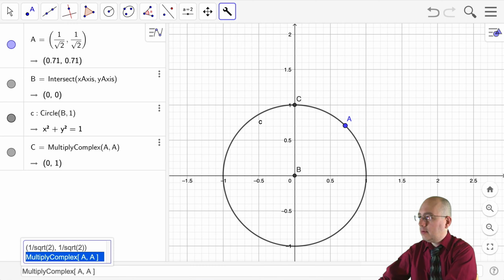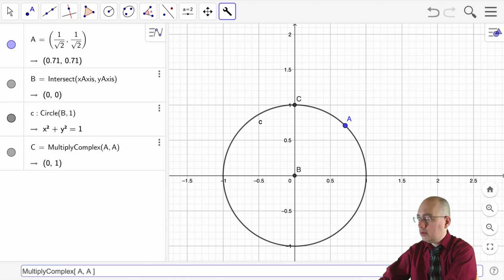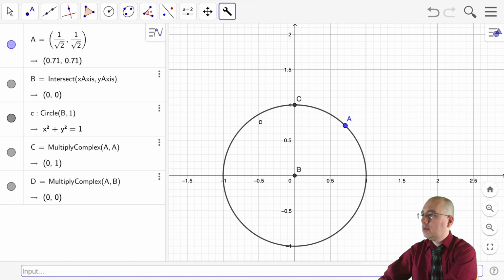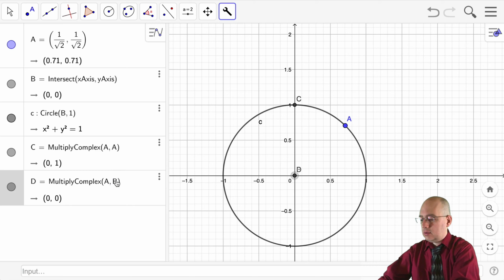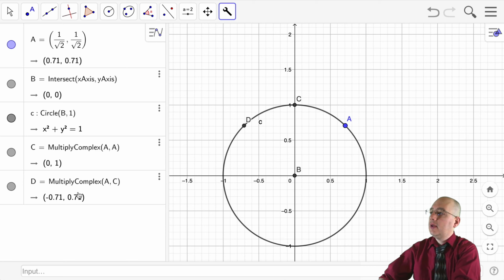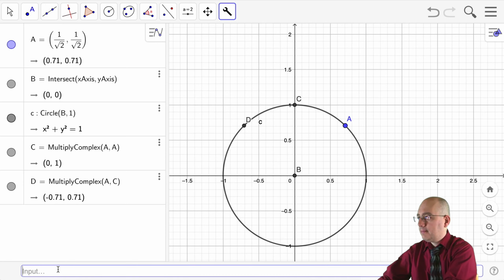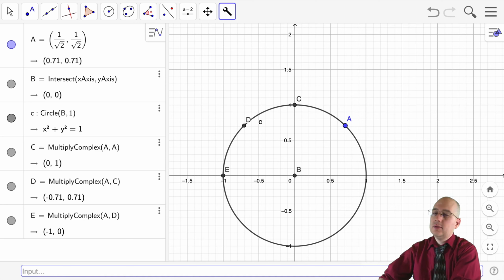And then what I can do is multiply a to that again, so that's a cubed. Oh, interesting. Somehow I ended up with point there. So that's a cubed. And then I get to a to the fourth. Oops, there we go. And there you go. It's at minus 1, 0.